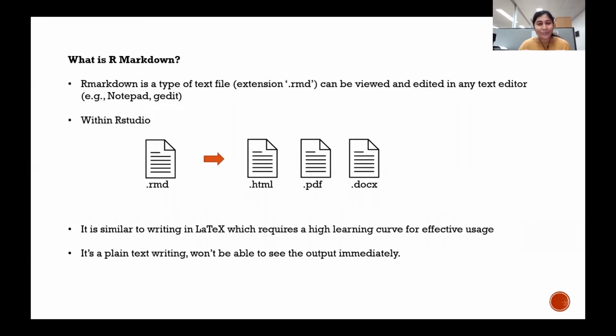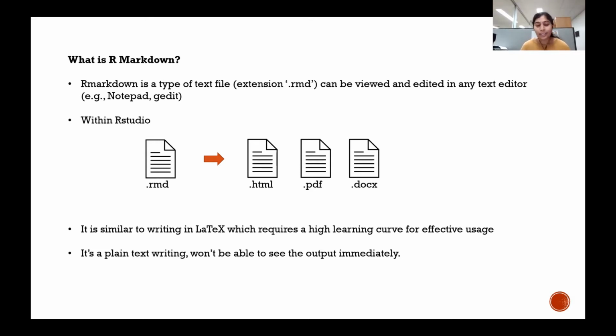All right. So what is R Markdown? It is nothing but a text file, but it comes with an .rmd extension. And when it's open in RStudio, then you can export the files in HTML format or PDF format or a doc file. It is very similar to LaTeX. I hope most of you would have used LaTeX already. But the advantage of R Markdown is it's much easier and user-friendly, and with the knowledge in R, it will definitely be easier to use.